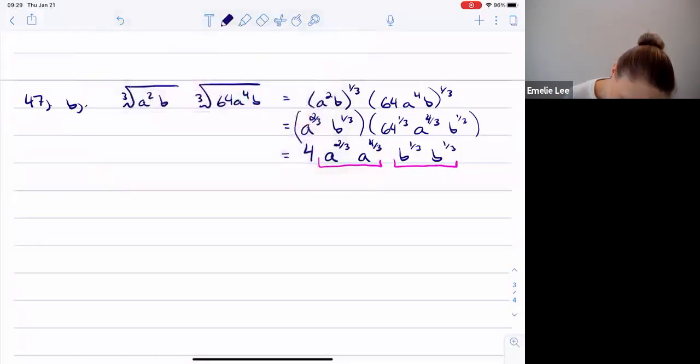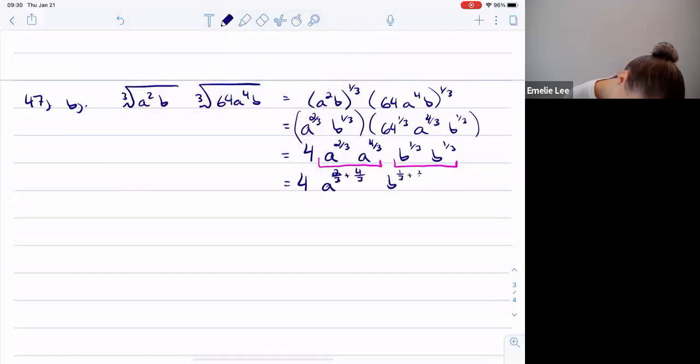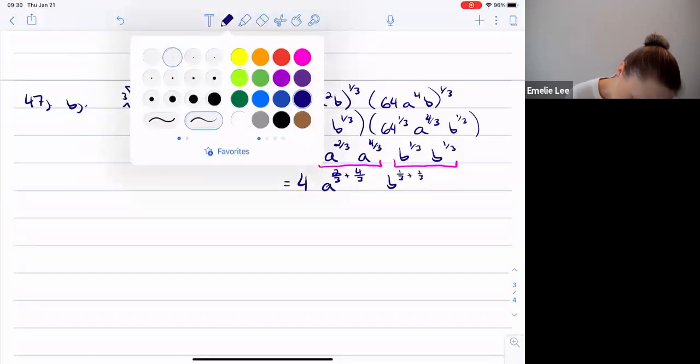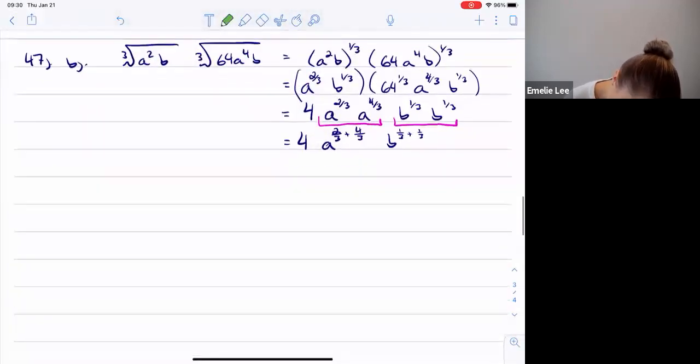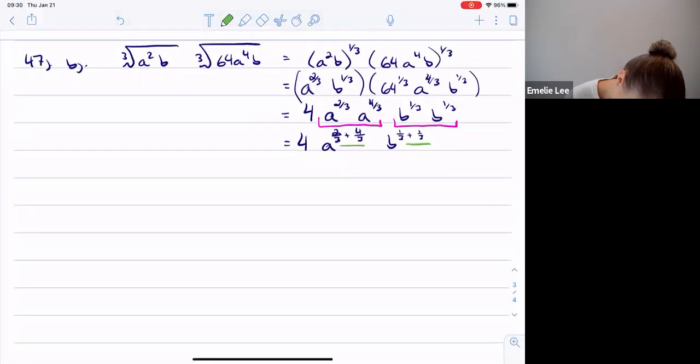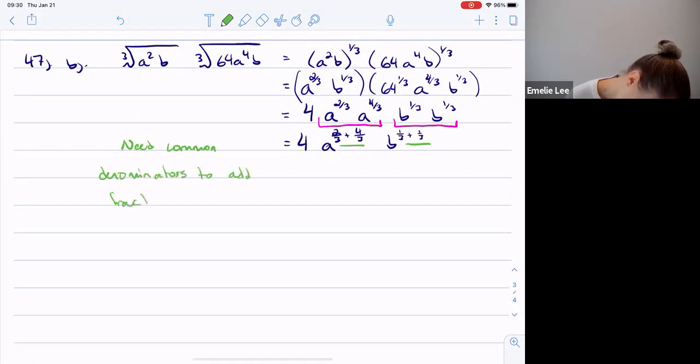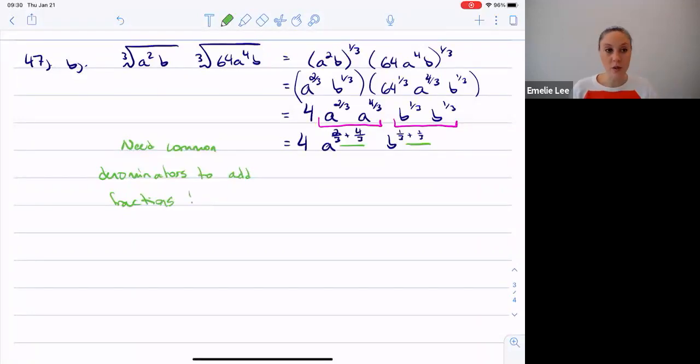So here, this becomes 4 times a to the 2 over 3 plus 4 over 3, times b to the 1 over 3 plus 1 over 3. Need common denominators to add fractions, right? That's just a note, and we do, so that's good.